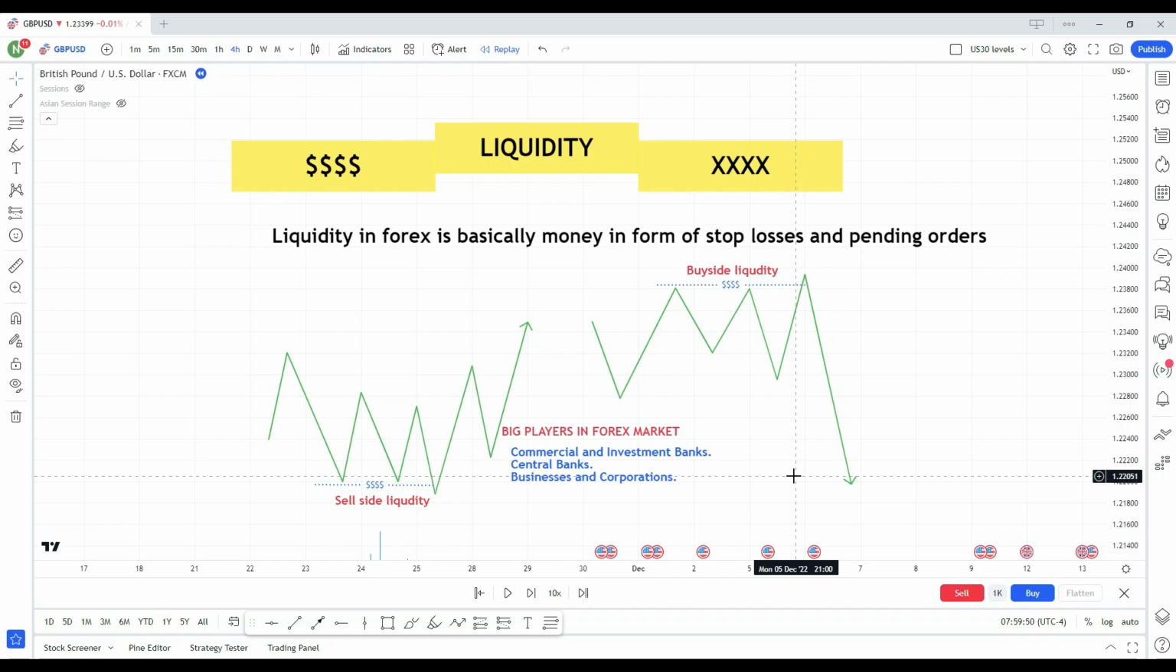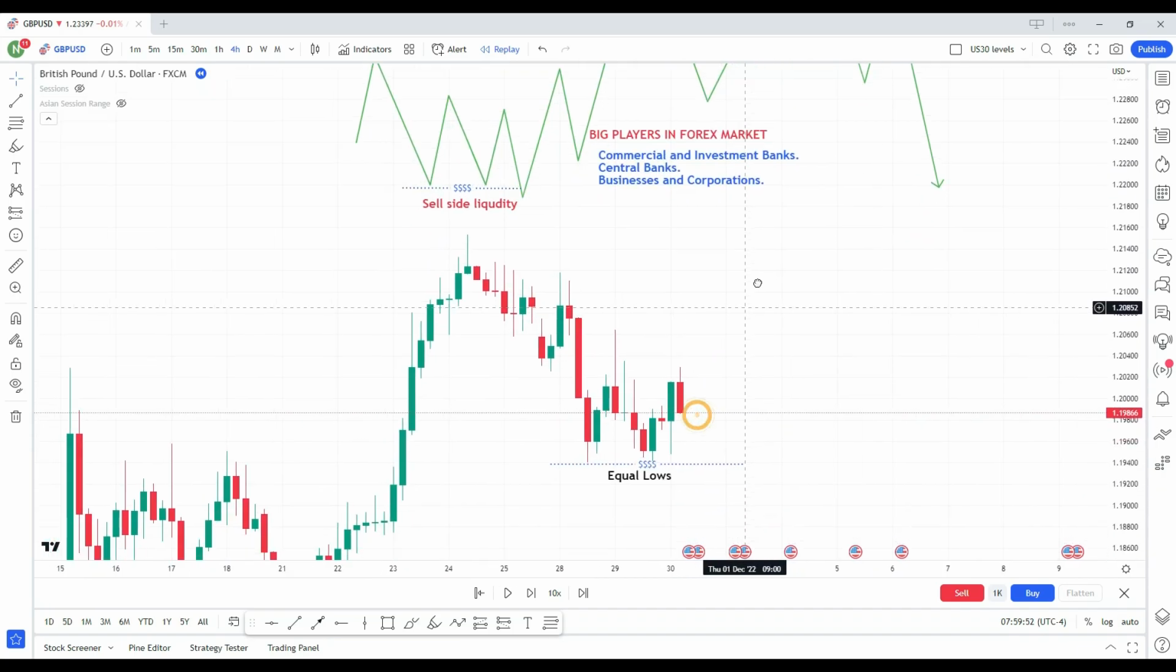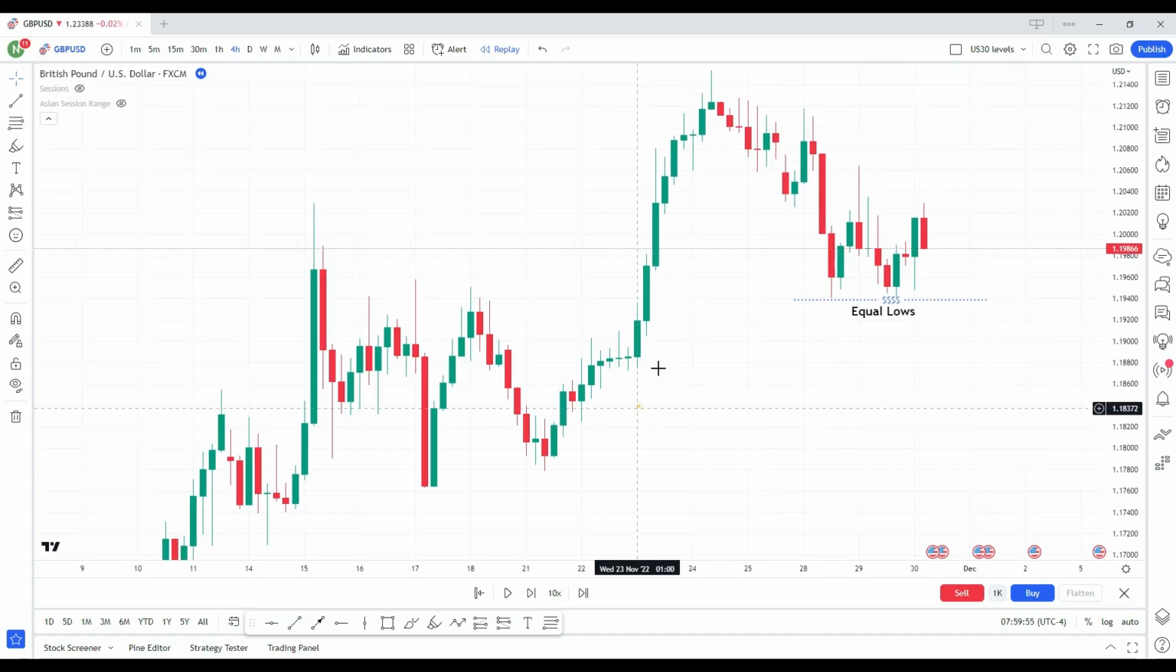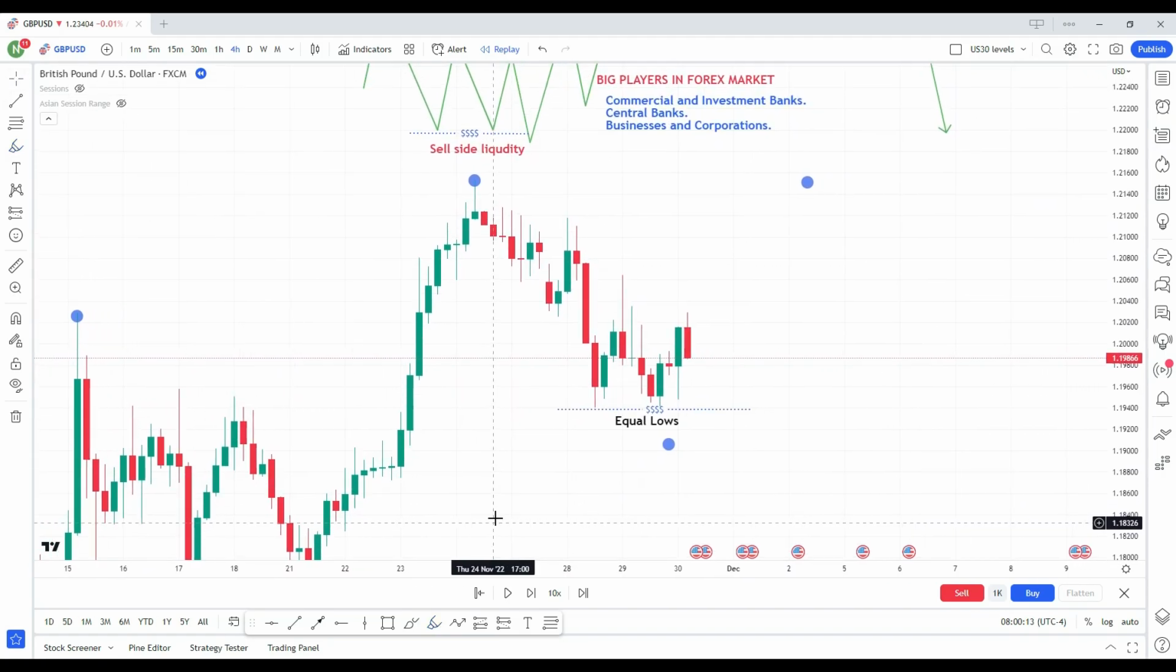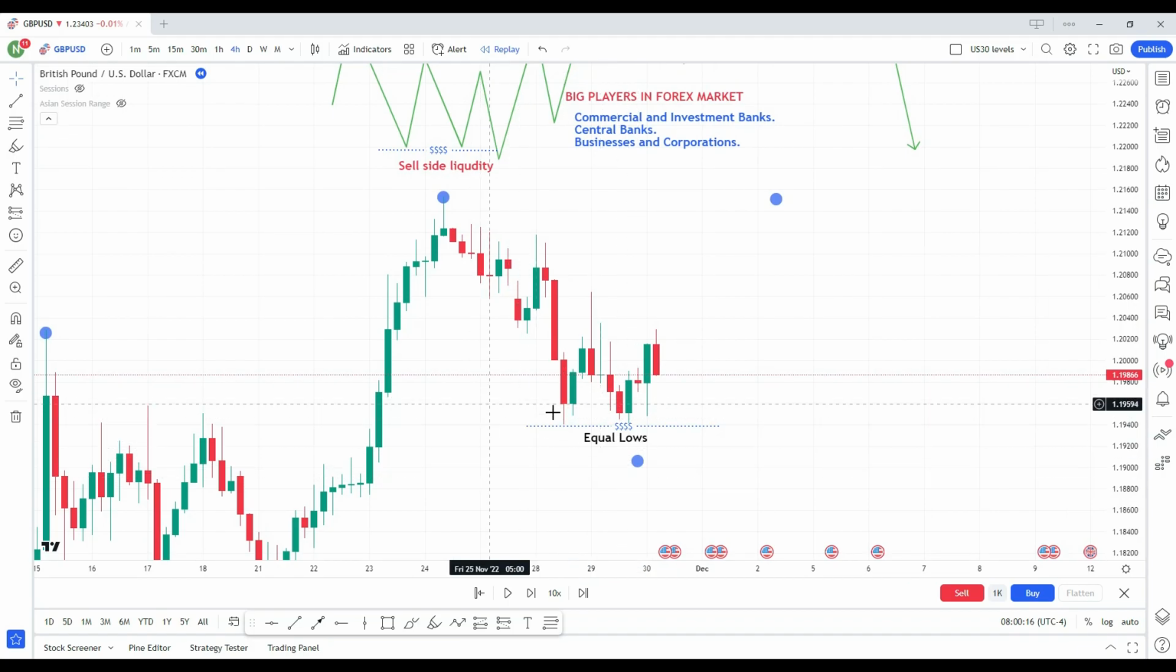If we take this example of pound dollar, I'm using the 4-hour time frame. We are in an uptrend, forming swing high, swing low, higher high, higher low. So we're expecting a higher high because we're in an uptrend. However, there are equal lows here, which is a liquidity zone, and big market players will liquidate this zone before taking the continuous move to the upside.